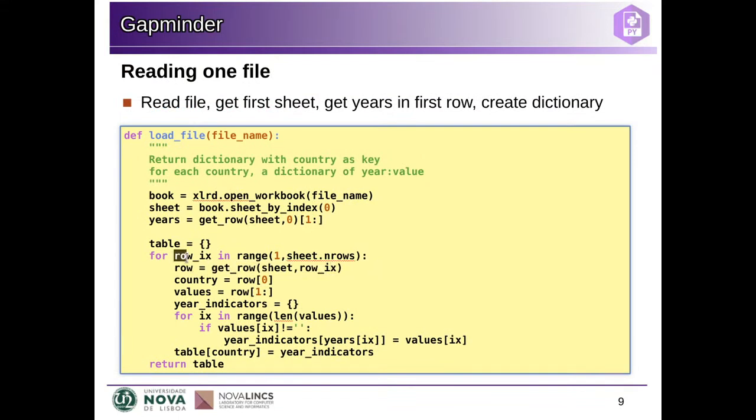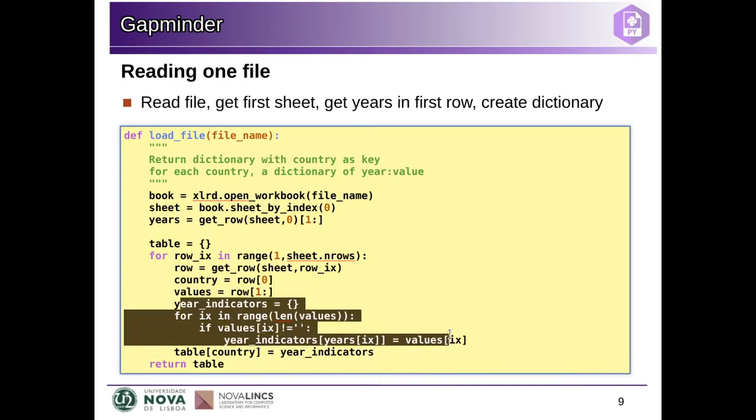Note here I am iterating through all these rows with this variable. So this will be the row of index 1, 2, 3, and so on as I loop through this for loop here. And I'm going to get the country name. The country name is the first cell on the corresponding row, and the values for that country are all the following cells, so from the second one to the end.